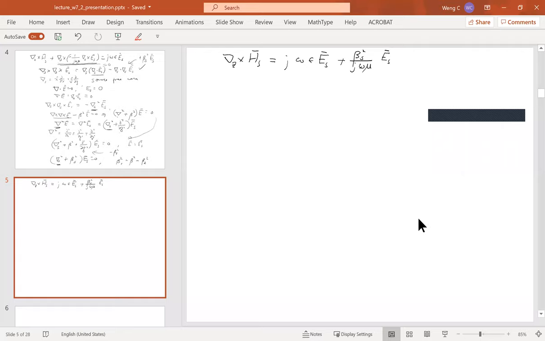So I have this equation. I can consolidate the two terms and write it as J omega op.